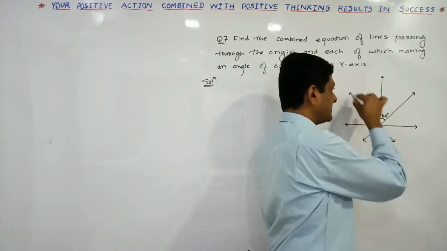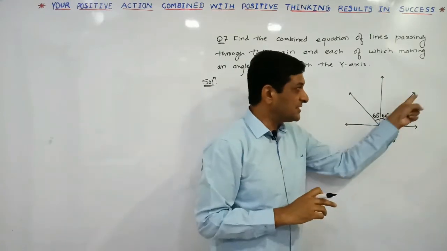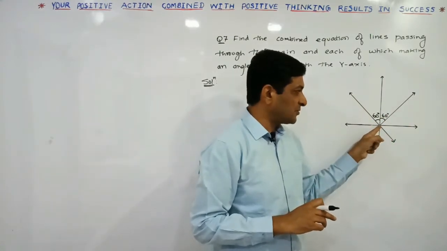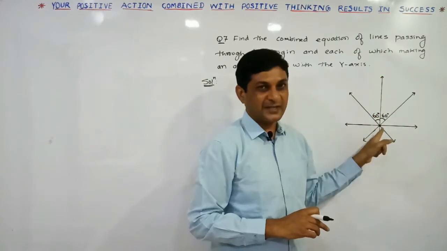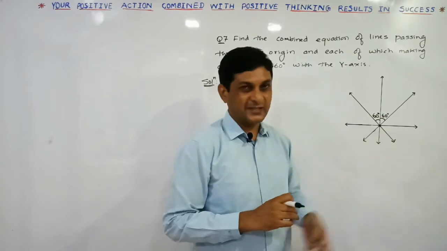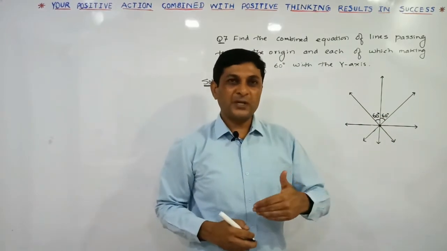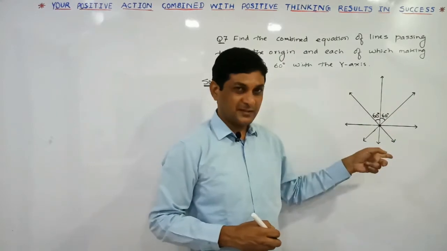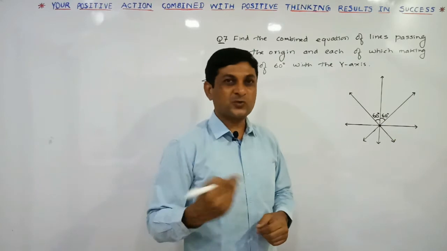So the angle made by this second line with the y-axis is also 60 degree. Means these are our two lines which pass through the origin and make 60 degree with the y-axis. And the question is to find the combined equation of these two lines. So using the given condition, if we are able to find the inclination of these two lines, then we are able to find the slope of the line.